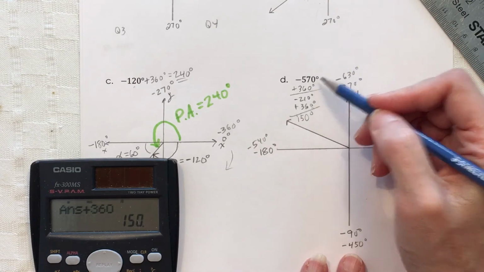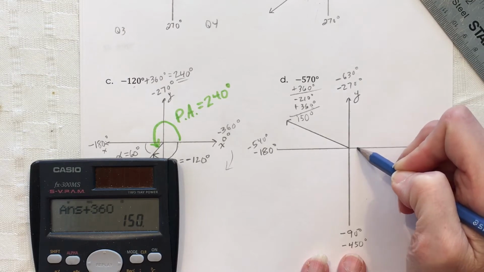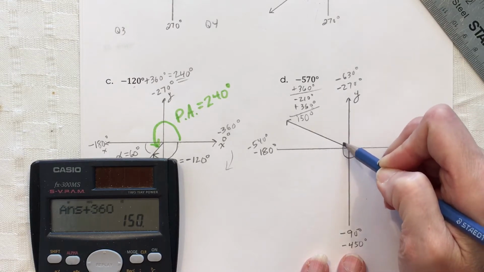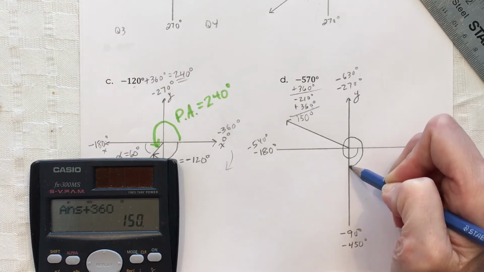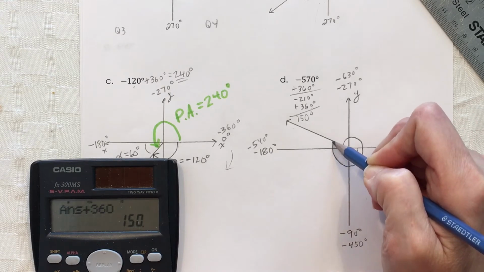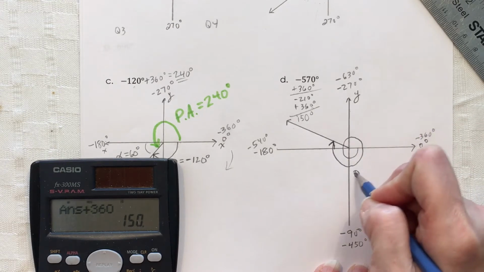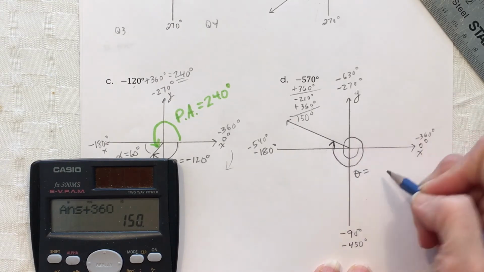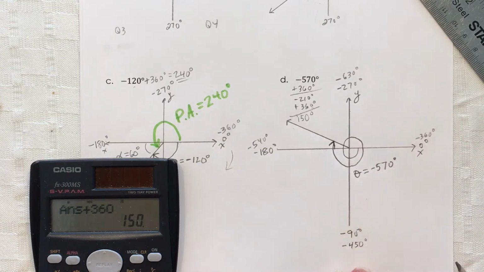So negative 570 is going to be all the way around in the negatives one time. So there's negative 360, negative 450, negative 540, negative 570. So there's theta. Theta is this looping angle here, negative 570 degrees, with the arrow.